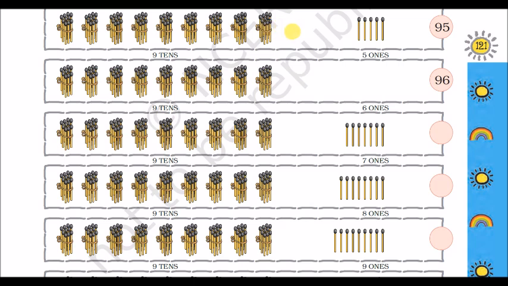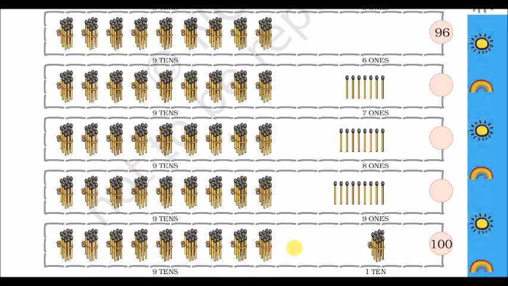9 tens, 90 plus 5, 95. 9 tens, 90 plus 6, 96. 9 tens plus 7, 9 and 7, 97. 9 tens plus 8, 9 and 8, 98. 9 tens and 9 ones, 91, 92, 93, 94, 95, 96, 97, 98, 99. 9 and 9, 99. 9 tens, 90 plus 10, 100.